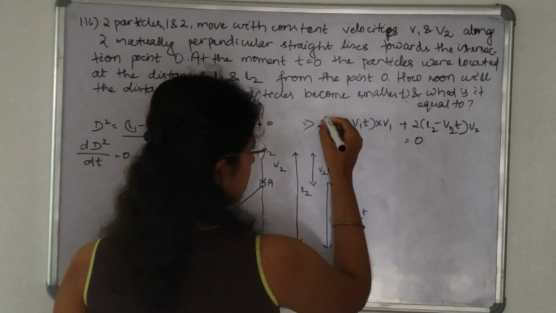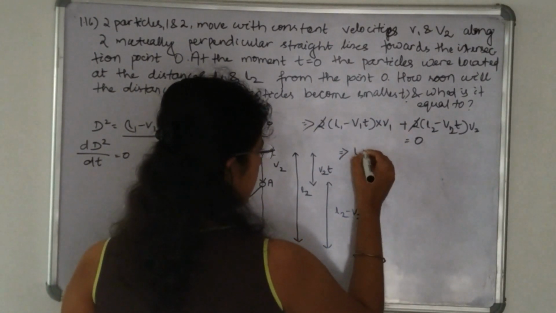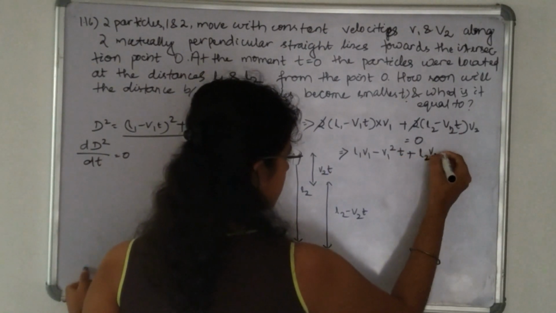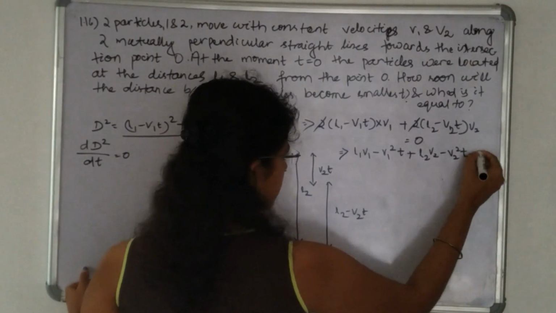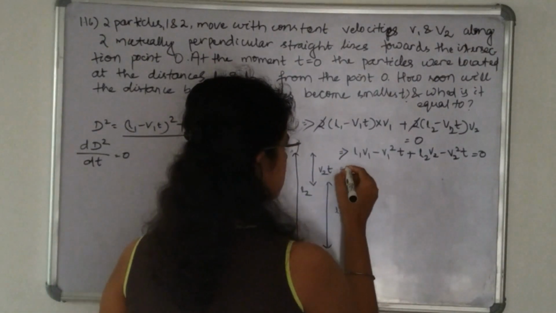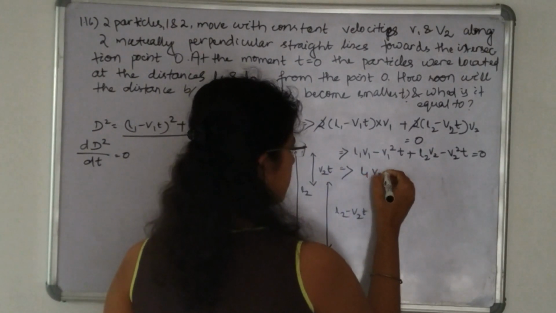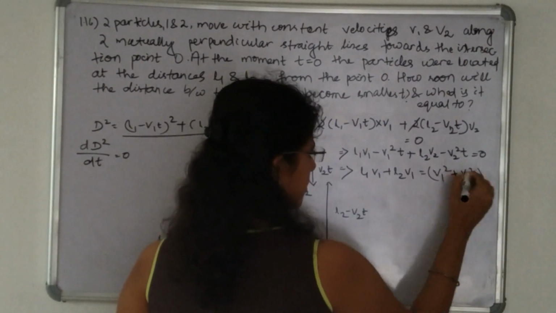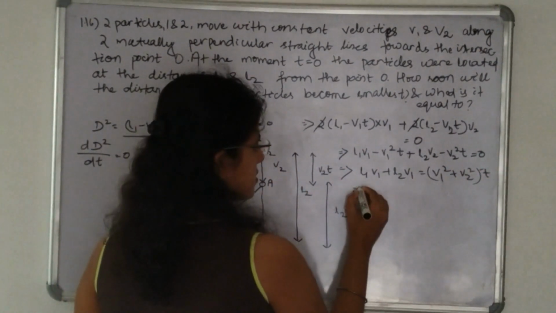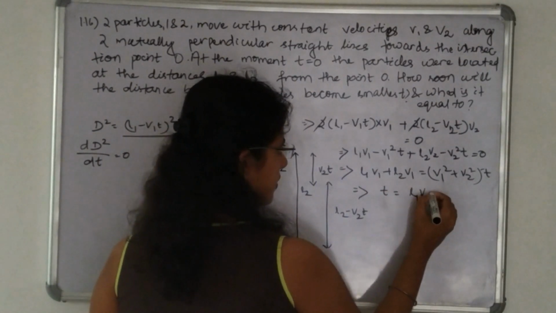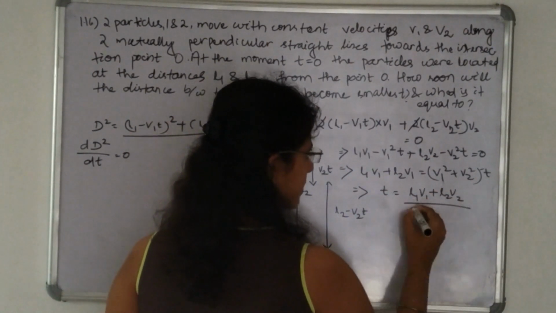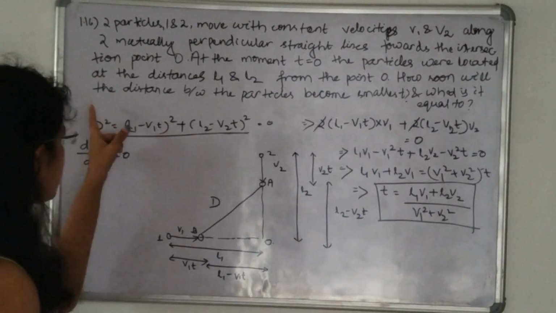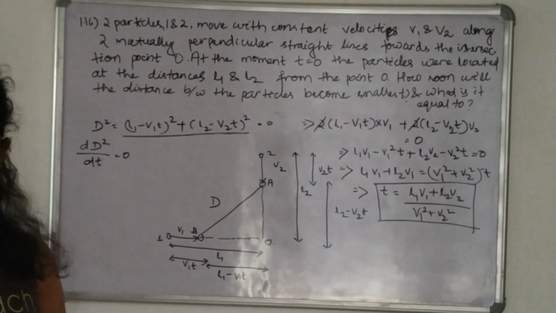So 2 cancels out: L1v1 minus v1 square t plus L2v2 minus v2 square t is equal to 0. So L1v1 plus L2v2 is equal to (v1 square plus v2 square) whole into t. So t is how much? t equals (L1v1 plus L2v2) divided by (v1 square plus v2 square). That is, we have found the time in which the distance between the particles becomes the smallest.